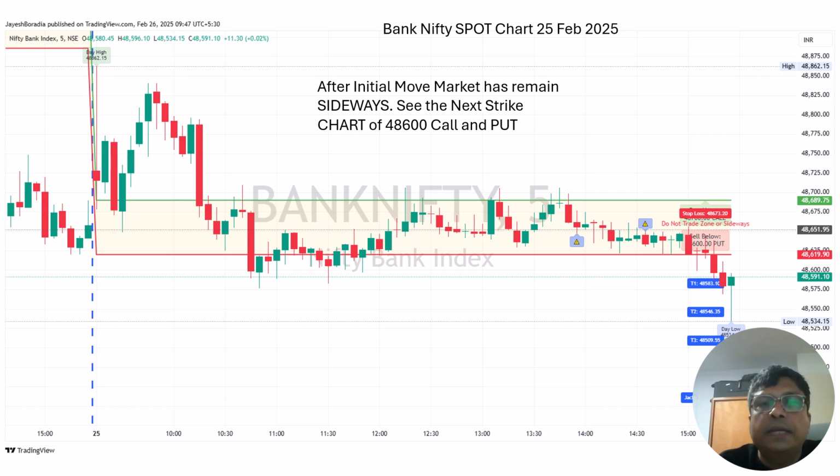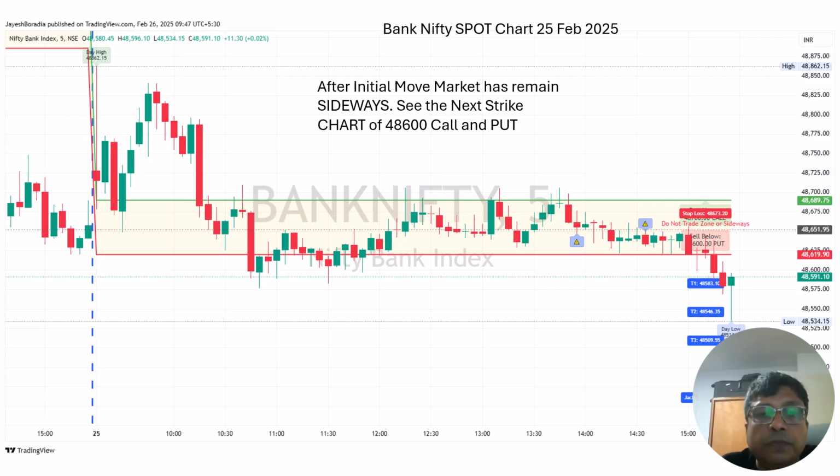So this is the Bank Nifty spot chart, 25th February 2025. It illustrates market behavior over a specific period. After an initial move, the market may remain sideways, which is crucial for traders to analyze. Observing the subsequent strike charts for options can provide insight into potential price movement and inform the trading decision.